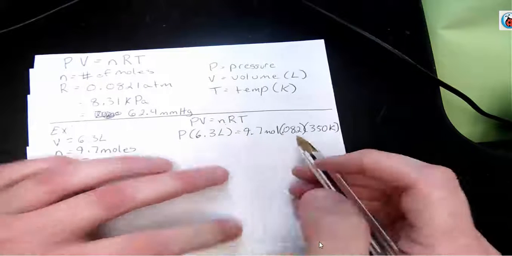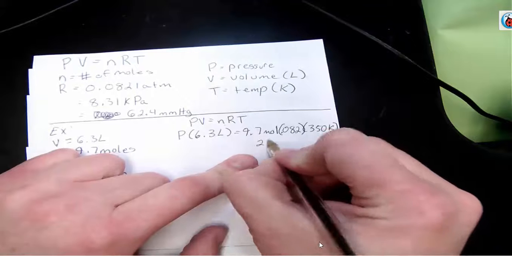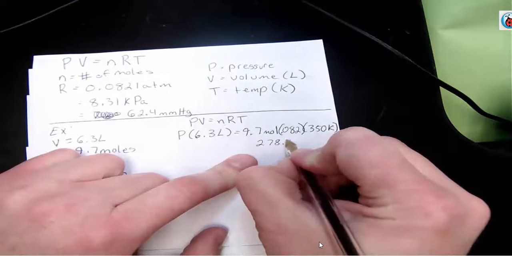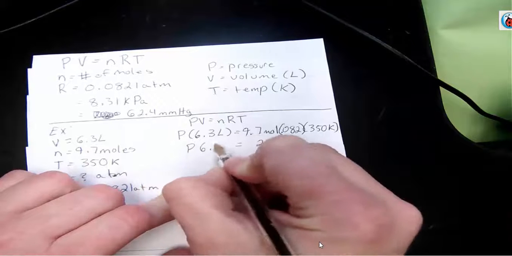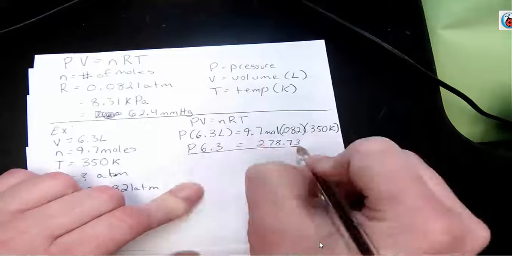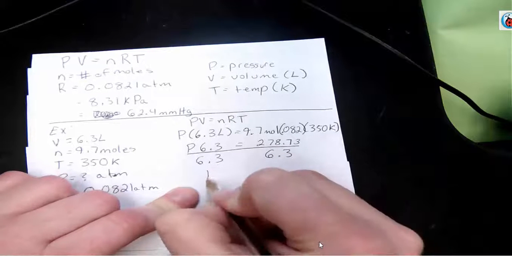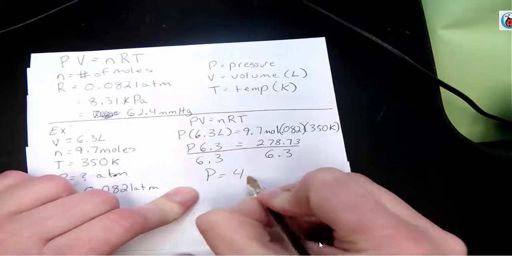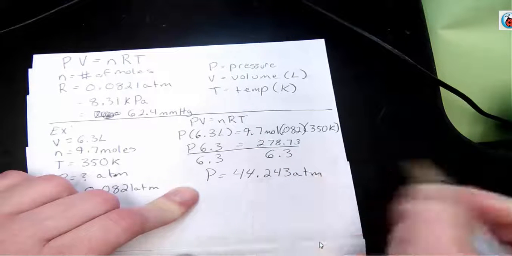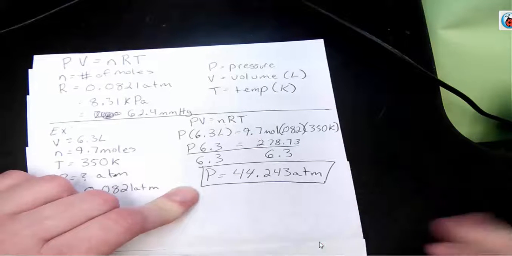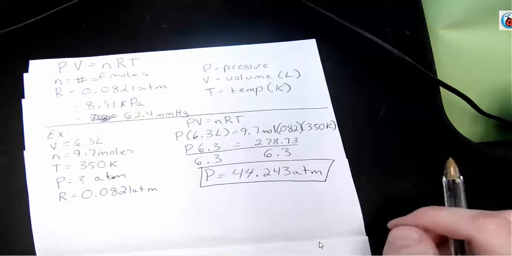So we go ahead and multiply these across, which would give you 278.73 equal to P times 6.3. Of course, then you would divide by the 6.3, which would give you a pressure of 44.243 atmospheres. And that's that. You just plug each one in and multiply and divide.